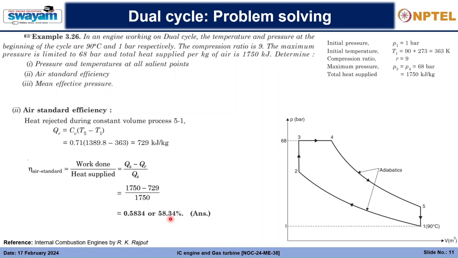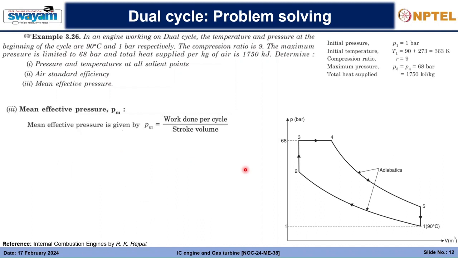So this way we can calculate the air standard efficiency. There is an alternative method. You can directly plug in the values of the compression ratio, the cutoff ratio, the expansion ratio, and the gamma value. If you put in everything, you will also get the value, but that is quite hard. If you quickly find all the salient points of pressure and temperature, if you have the habit, then you can just plug into this particular expression and find the air standard efficiency.